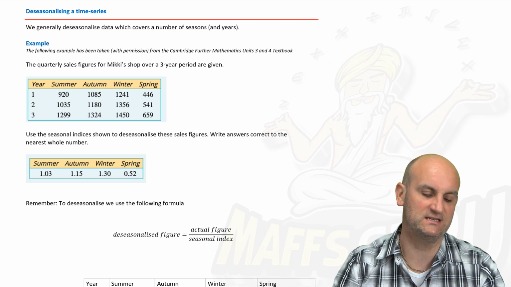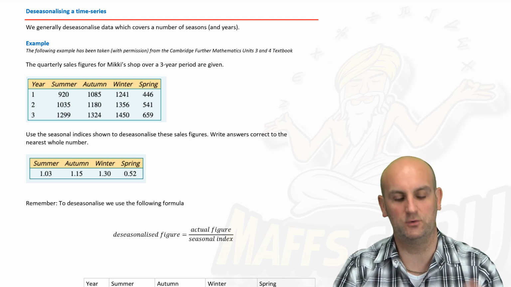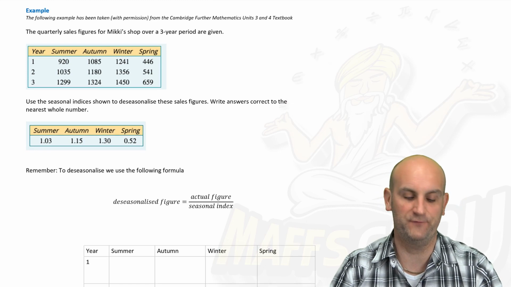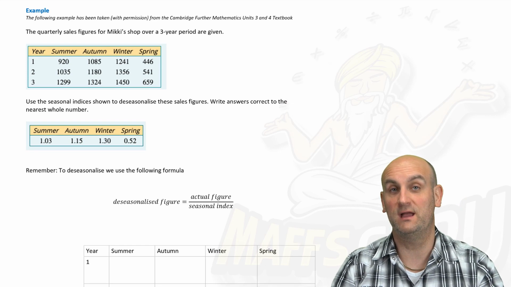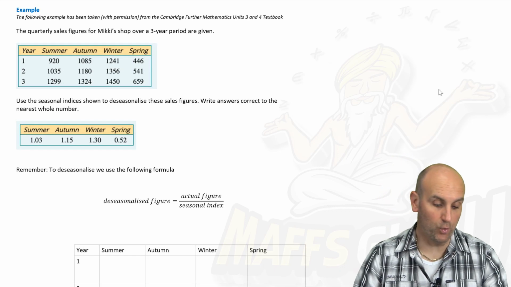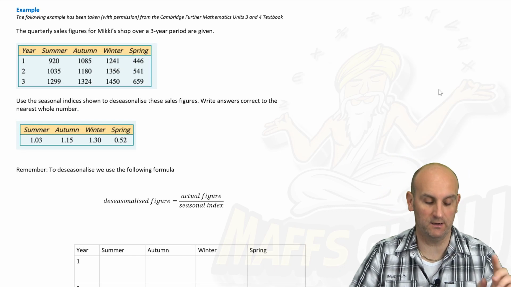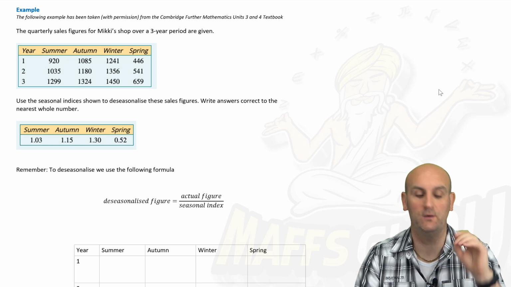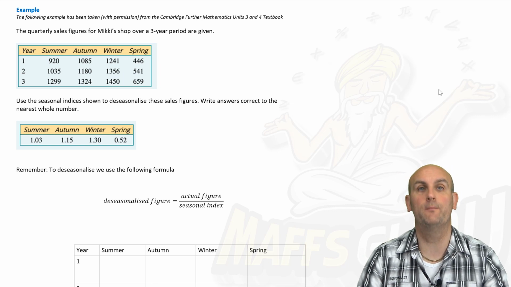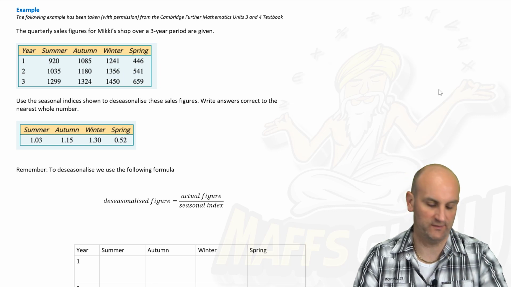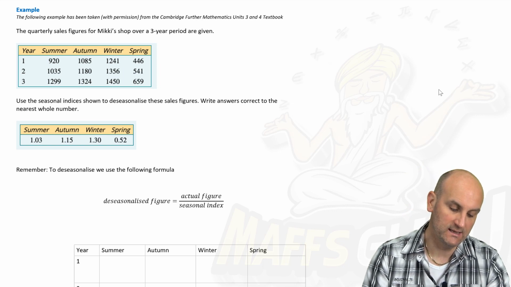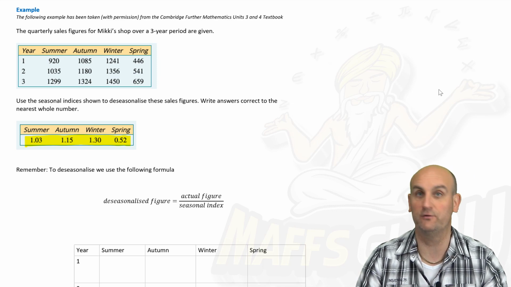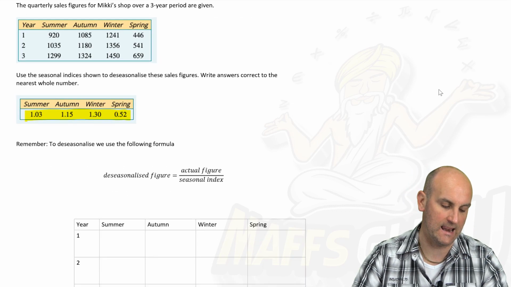So we generally deseasonalize data over a number of seasons or years. The following example has once again been taken with permission from the Cambridge Further Maths textbook, so thank you very much to Cambridge for allowing me to do that. The quarterly sales figures for Mikey's shop over a 3-year period are given, and use the seasonal indices. A bit later on in this video, I'll show you where these seasonal indices have come from, but let's use them to deseasonalize first. Use the seasonal indices, these values here, to deseasonalize these sales figures. Give your answer correct to the nearest whole number. Easy peasy lemon squeezy.